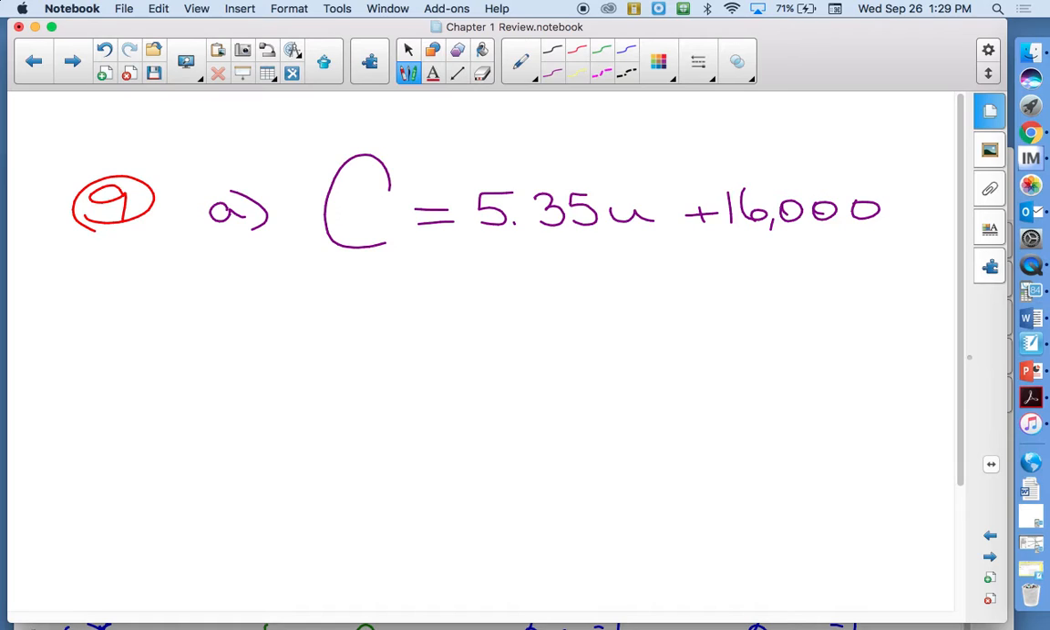Part B says find the revenue equation. Revenue is how you are bringing money into the company. Cost is what you are spending, taking out of the company. So Brandon, how are we bringing money into the company? 8.2U minus 5.35. It's just the 8.20U. Oh, I was doing it wrong. You were doing profit. Yeah.